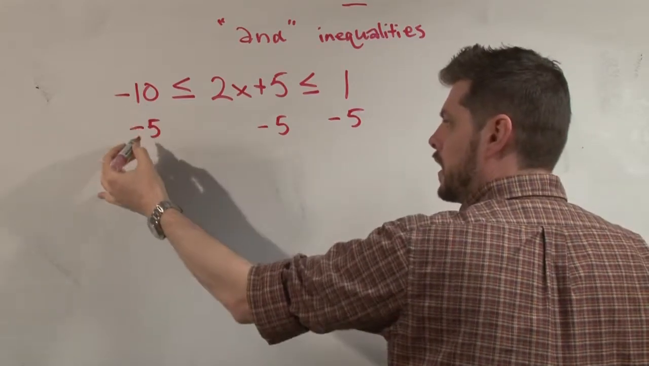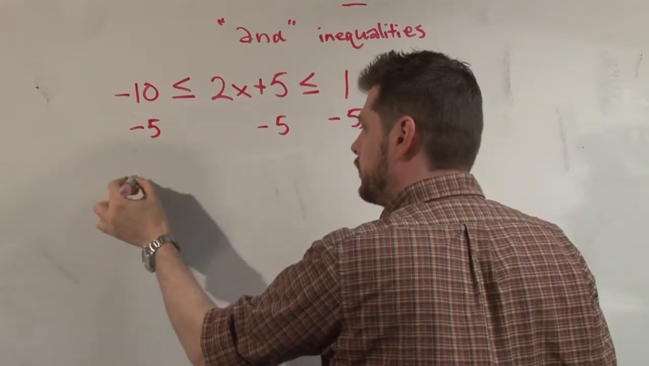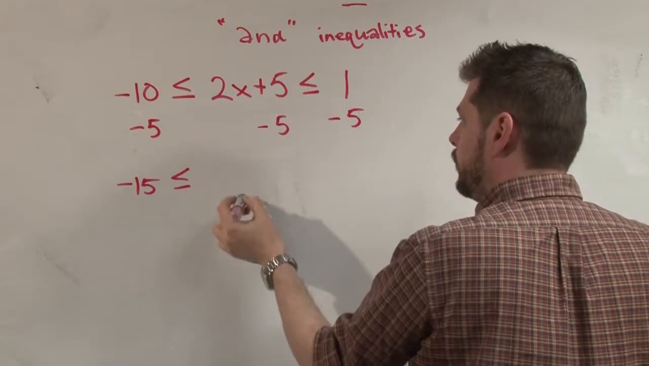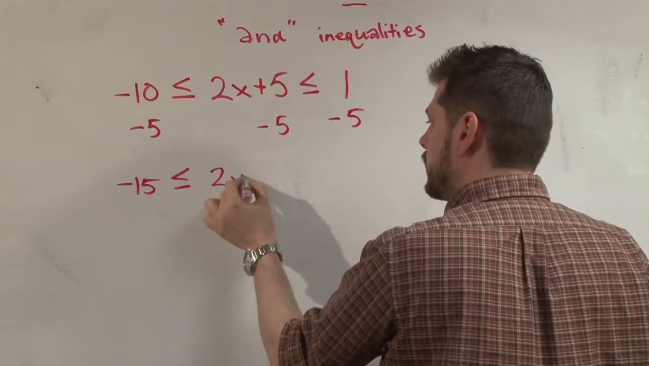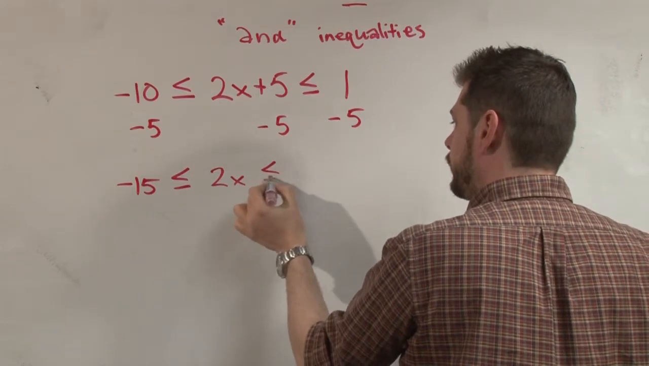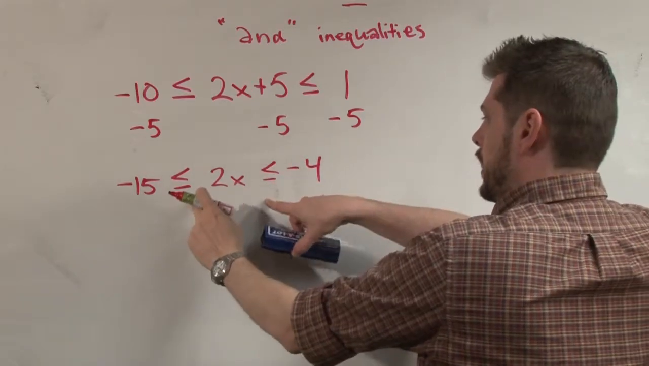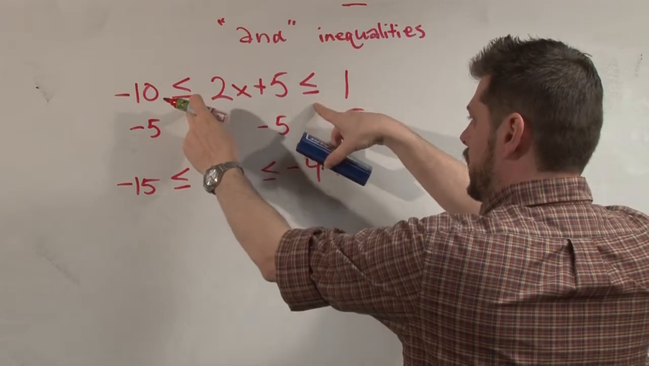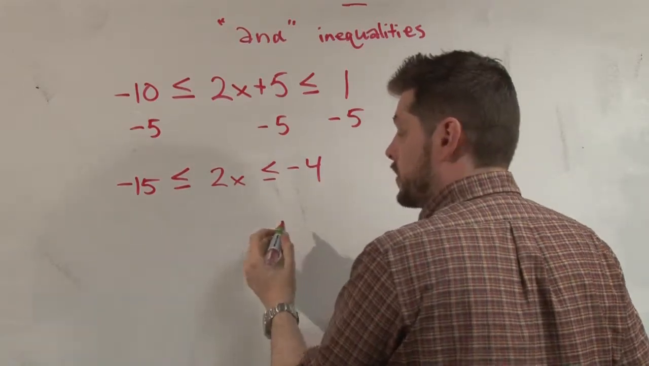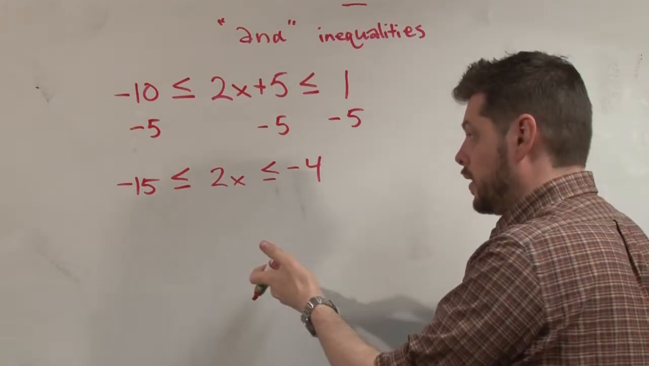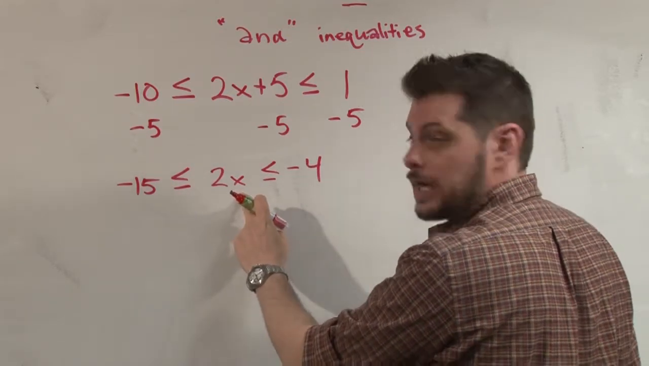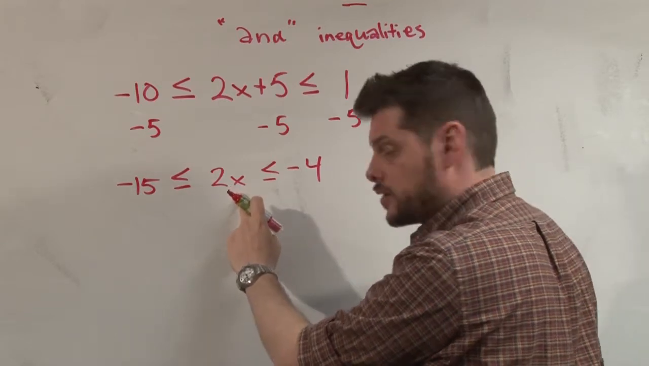Okay? -10 minus 5 is going to be -15. And I keep my signs. And now I have +5 minus 5 is going to get me 0, so I just have 2x in the middle. And then 1 minus 5 is going to get me -4. Notice that I keep my inequality signs exactly the way that I had them before. Now the same thing that I would do if I had an equation, I'm going to do here. I want x all by itself because I'm trying to solve for x. So in order to get x all by itself, I'm going to divide everything by 2.